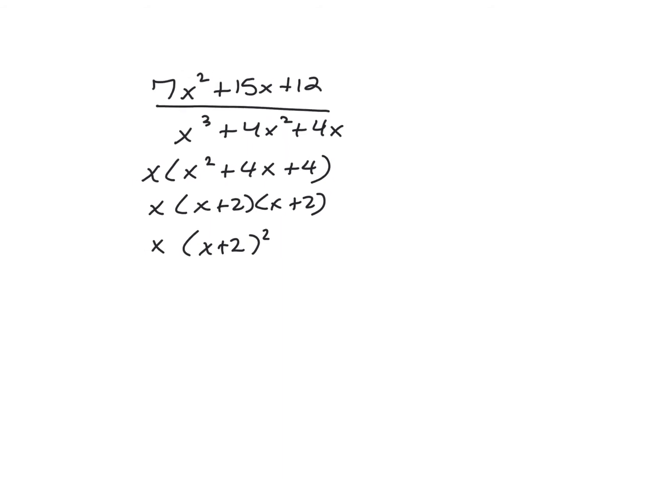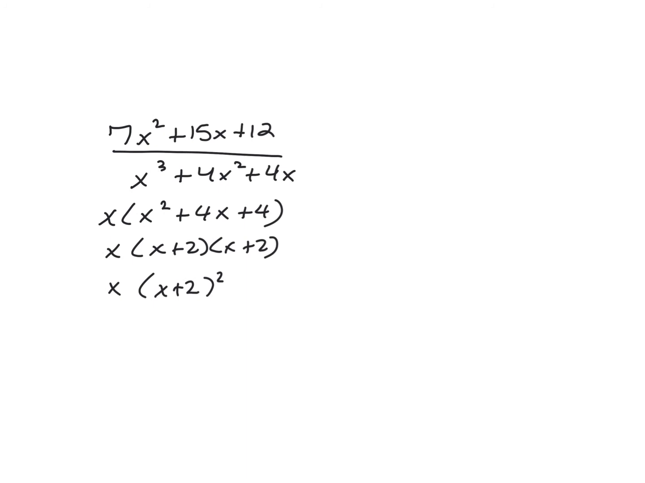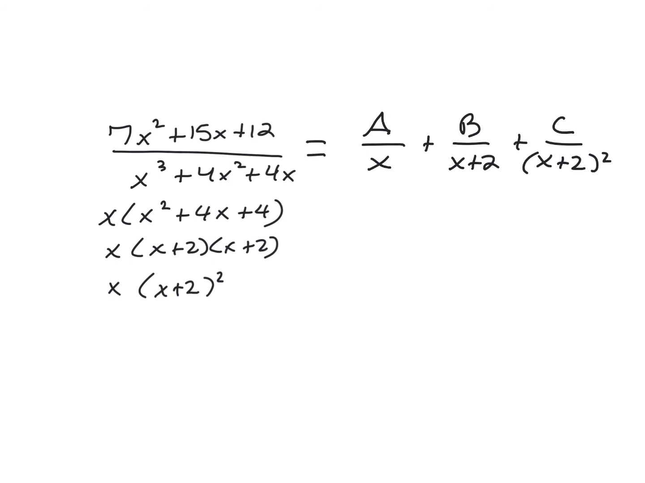and the x. So now the setup of the fractions, there'll be a over x plus b over x plus 2 plus c over x plus 2 squared. I now need to go back and look to see what each fraction is missing if I were to have found the common denominator. So the first fraction is missing the x plus 2 squared.